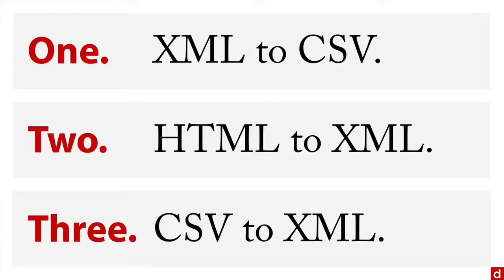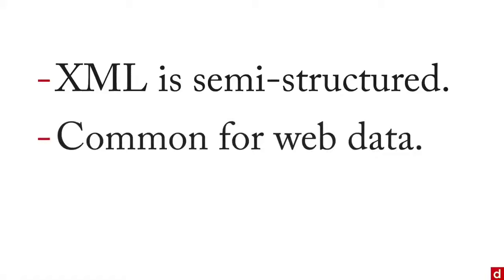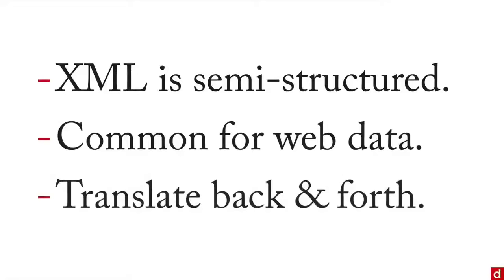So in sum, here's what we can say. Number 1, XML is semi-structured data. What that means is it has tags to tell the computer what the piece of information is, but you can make the tags whatever you want them to be. And XML is very common for web data, and it's really easy to translate the formats XML, HTML, CSV, and so on and so forth. It's really easy to translate them back and forth, which gives you a lot of flexibility in manipulating data so you can get into the format you need for your own analysis.